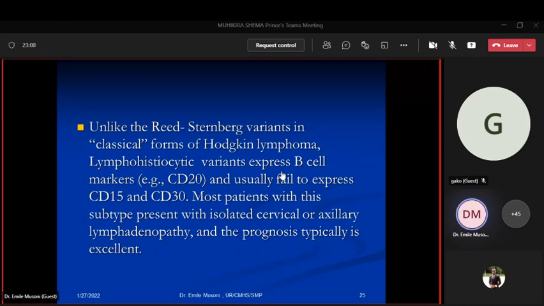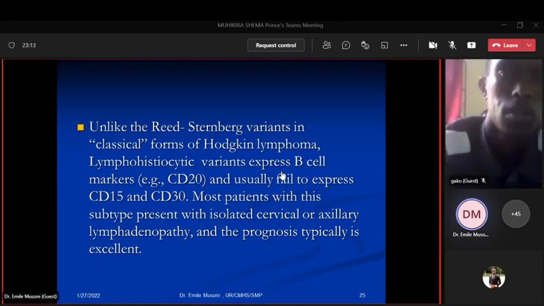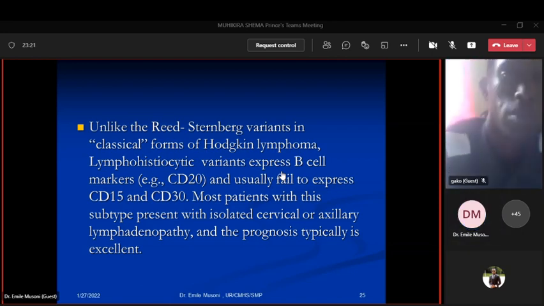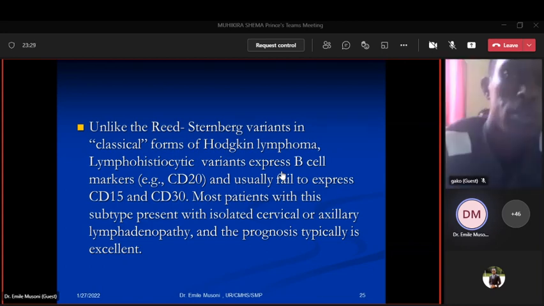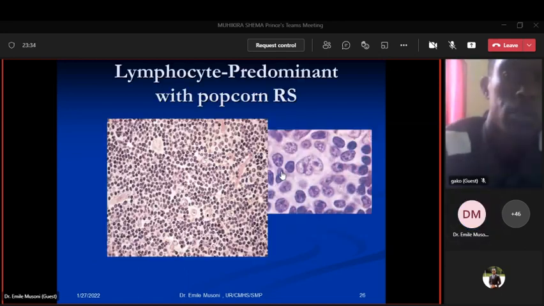Unlike the classic Reed-Sternberg variant, in this variant there are B cells, they express CD20, but usually they fail to express CD15 and CD30. Most patients with this subtype present with isolated cervical or axillary lymphadenopathy. They say the prognosis is typically excellent. So this is like a popcorn. Here it is clear, popcorn cells, characteristic of lymphocyte predominant.